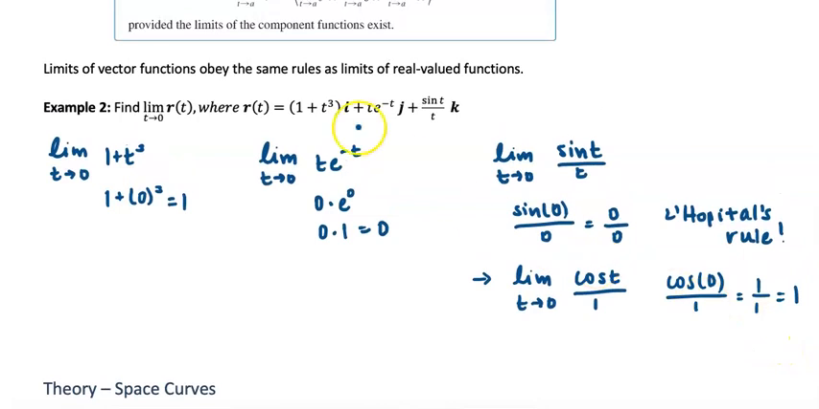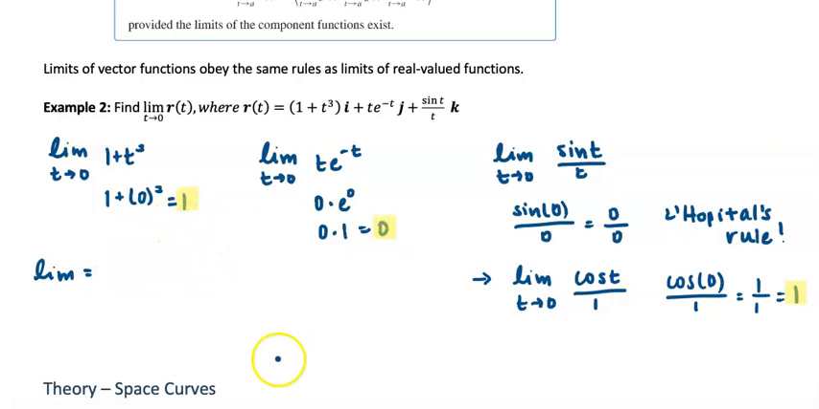And so we've got our three limits. For the first component, our limit is 1. Second component, our limit is 0. And for the third component, our limit is 1. So we can write this in different ways because now our limit includes these three different components.